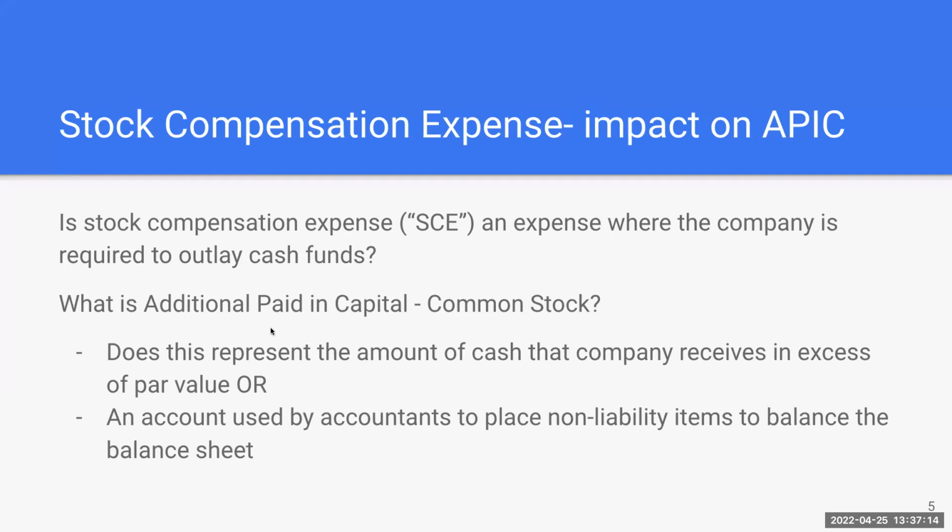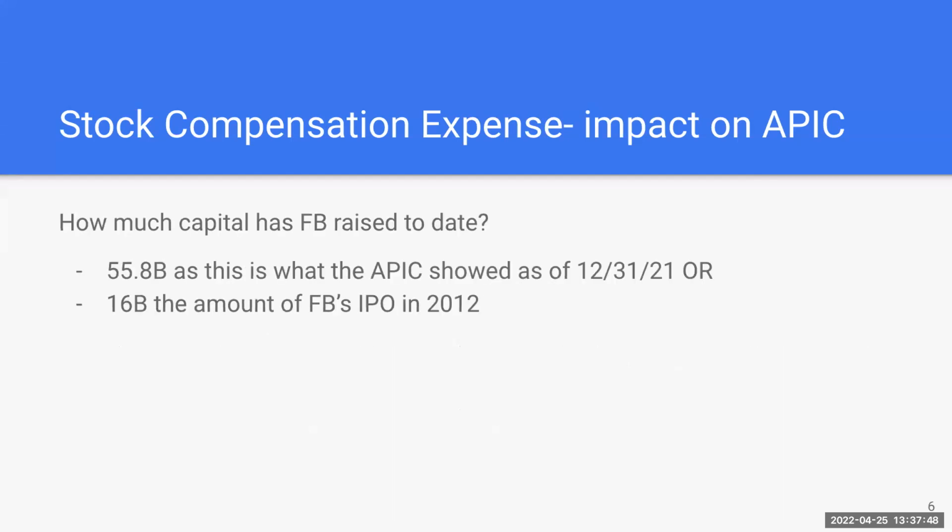So this raises the great question: what is additional paid-in capital common stock? Does it represent the amount of cash that a company receives in excess of par value? Or is it an account that's used by accountants to place non-liabilities items to balance the balance sheet? You'll sometimes also see a term called other comprehensive income that's used when we are evaluating investments, but that's neither here nor there. What we're focused on today is additional paid-in capital. Should this represent cash, or can it represent other things?